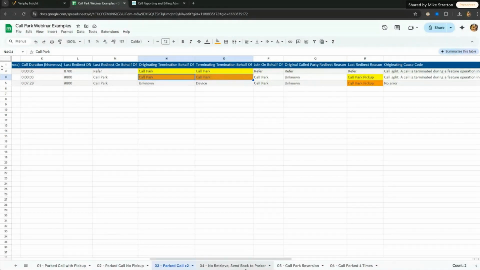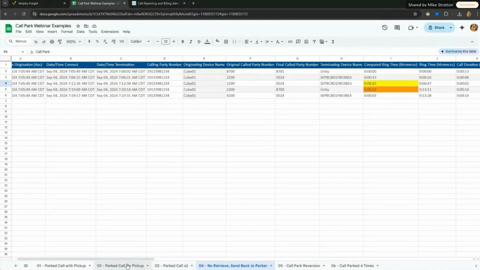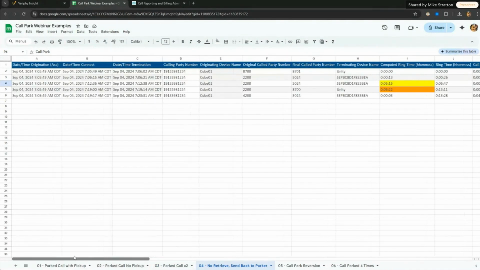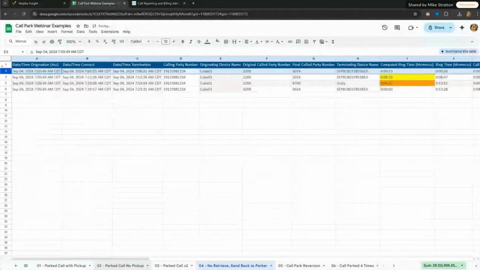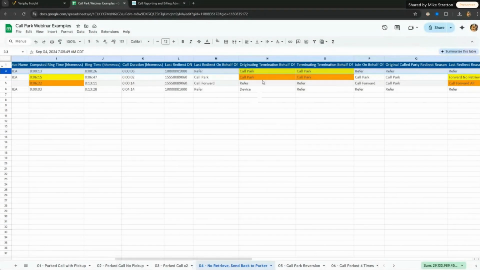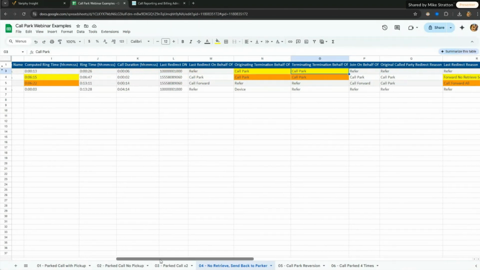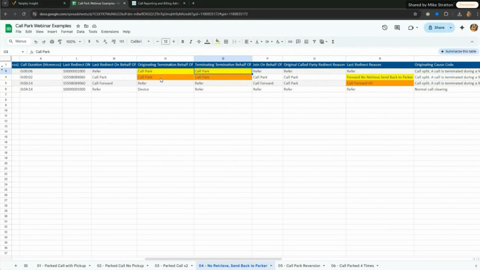Okay, moving on. So my next example is going to be the call wasn't retrieved and was sent back to the parker. So we're going to go ahead and hide this leg again, not because it's not part of our sequence. The caller here called in, hit the hunt group, and then we'll go to the right and see what happens. So in this case, the call was parked again, as always, because we're talking about call parks. The call was parked, and then we'll see here in the next record, it was forward no retrieve, sent back to the parker.